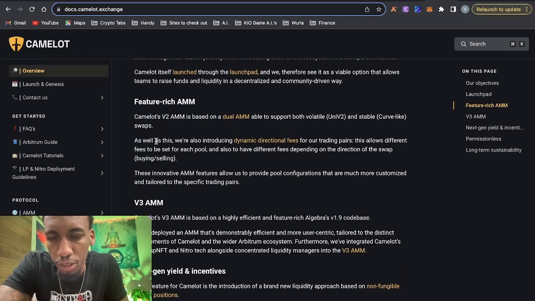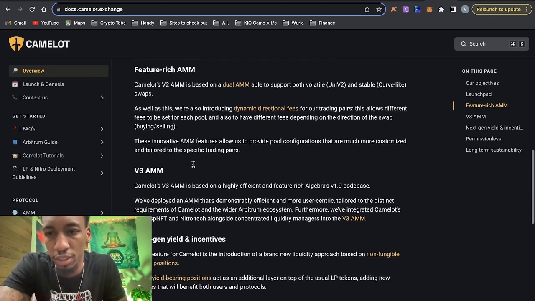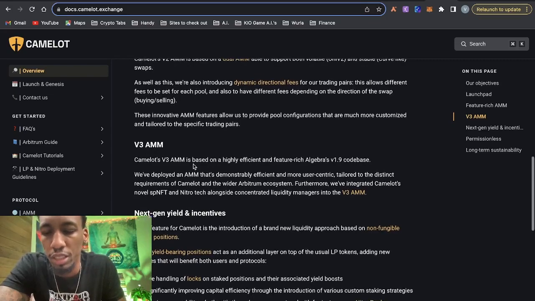All right, feature-rich AMM. So they pretty much went through the same evolution that all DEXs went through. They had regular AMM, now they have concentrated liquidity. And then they're also introducing dynamic directional fees for their trading pairs. It allows different fees to be set for each pool, and also have different fees depending on the direction of the swap, via buying or selling. So they offer some cool customization there.